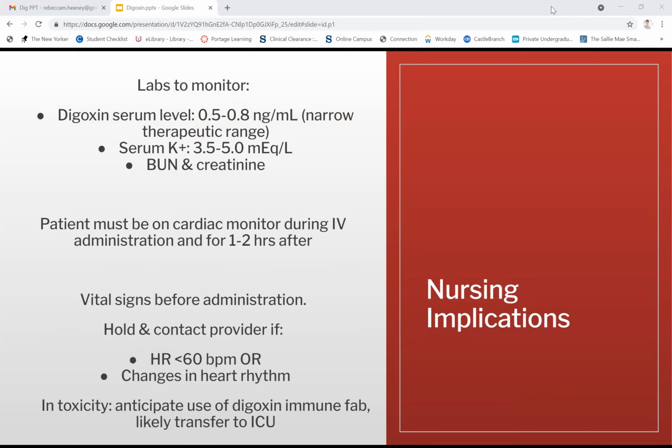We need to check BUN and creatinine in these patients because kidney impairment can cause toxic accumulation of digoxin. In patients with renal impairment, we should anticipate a reduced dose.